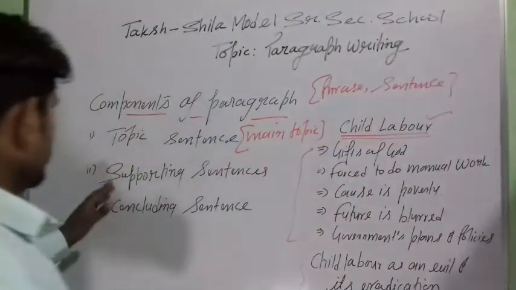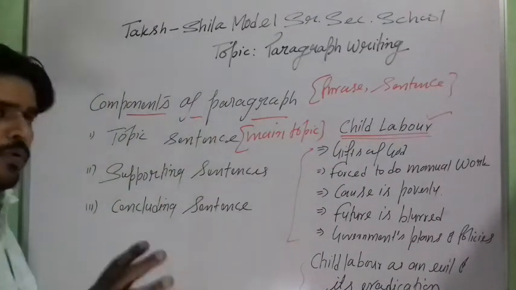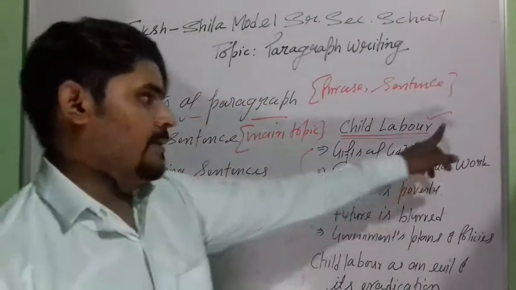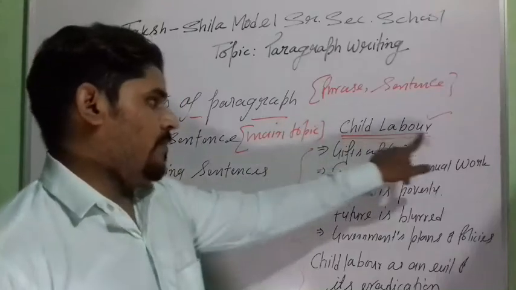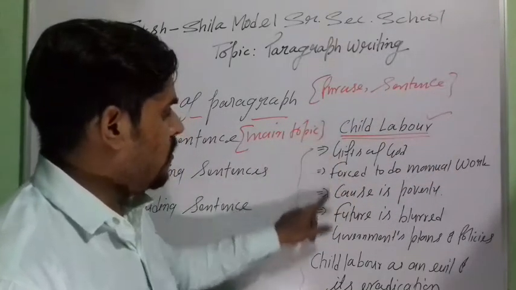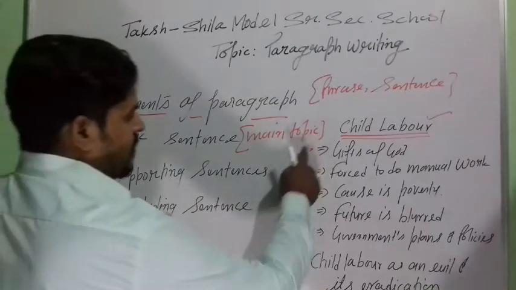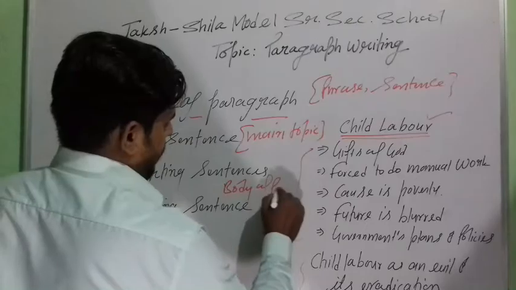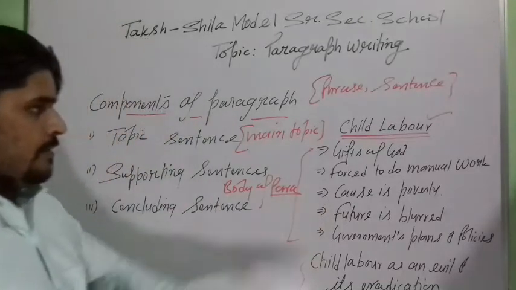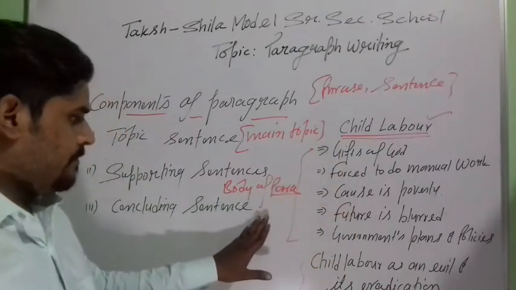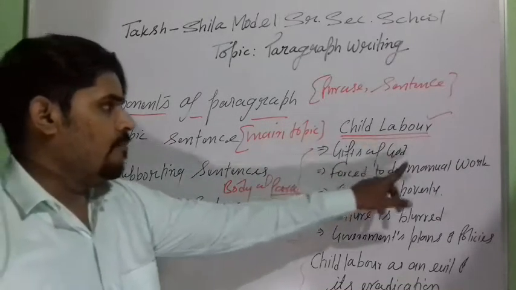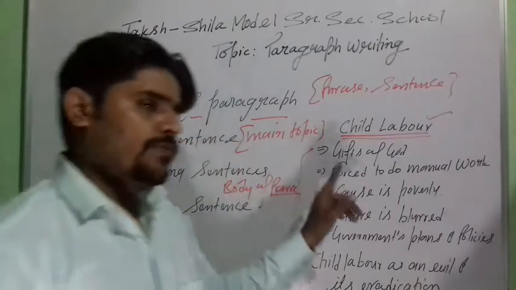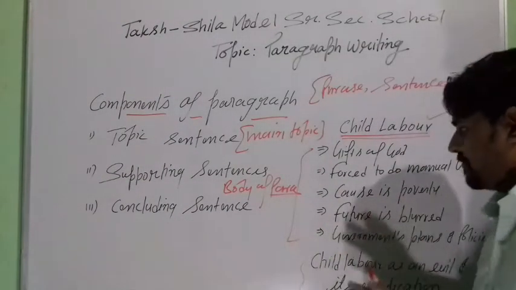So now here we need to pay attention to supporting sentences. Supporting sentences actually follow the main idea which is conveyed through the topic sentence or main topic. Your main topic is child labor. That simply means all those sentences that we are going to write in the body of the paragraph, right? So all those sentences which are going to be written in the body of the paragraph must follow the idea, must follow the idea conveyed through the topic sentence, right?